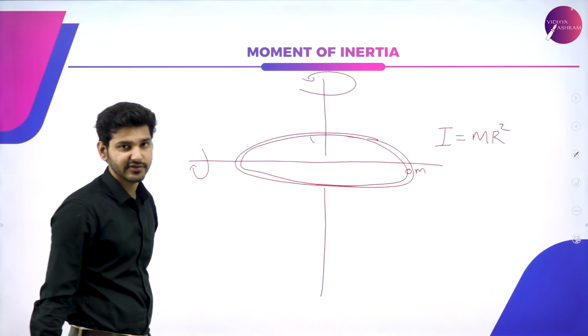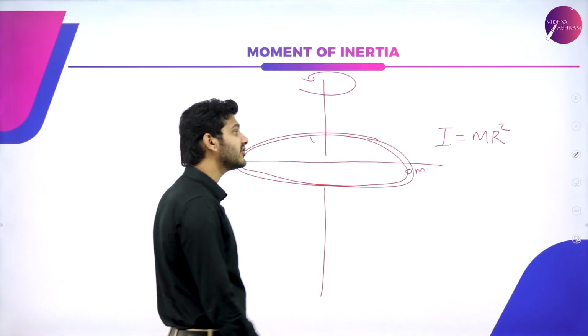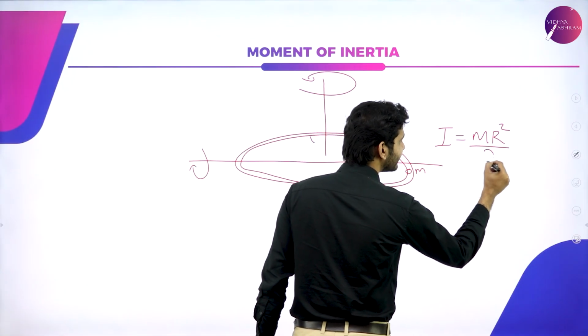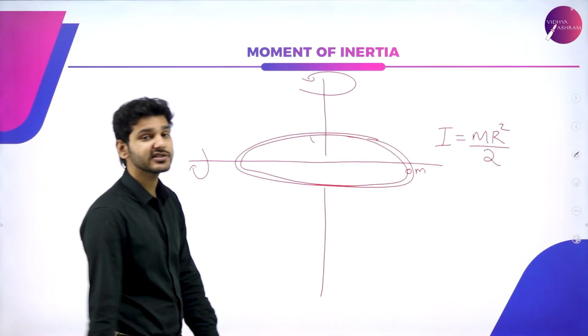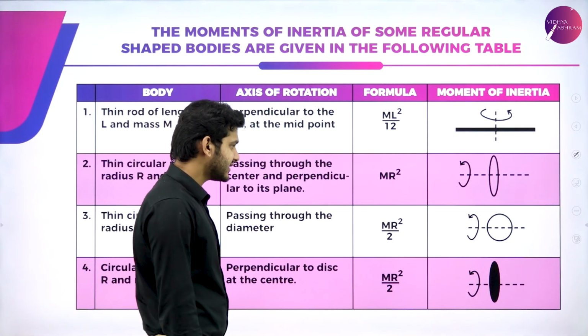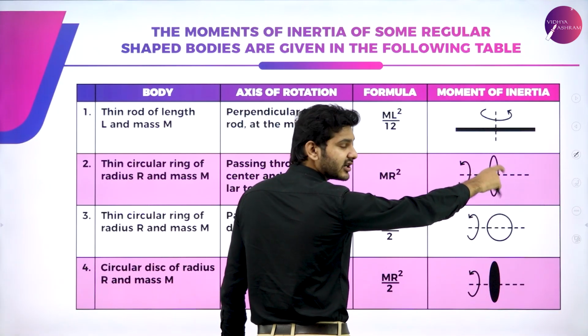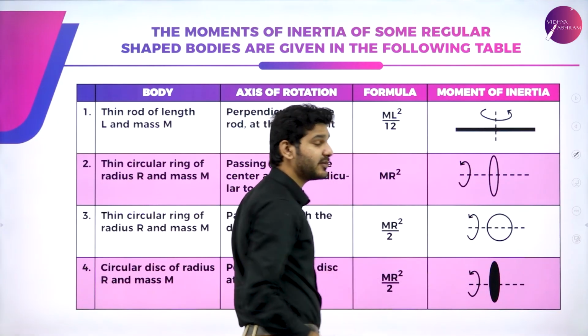So what will happen to the moment of inertia? Actually, in that particular case, the moment of inertia becomes half. So it is mr square divided by 2. That is, again, see, you have to imagine it rotating 90 degrees, because then the image will be clear.